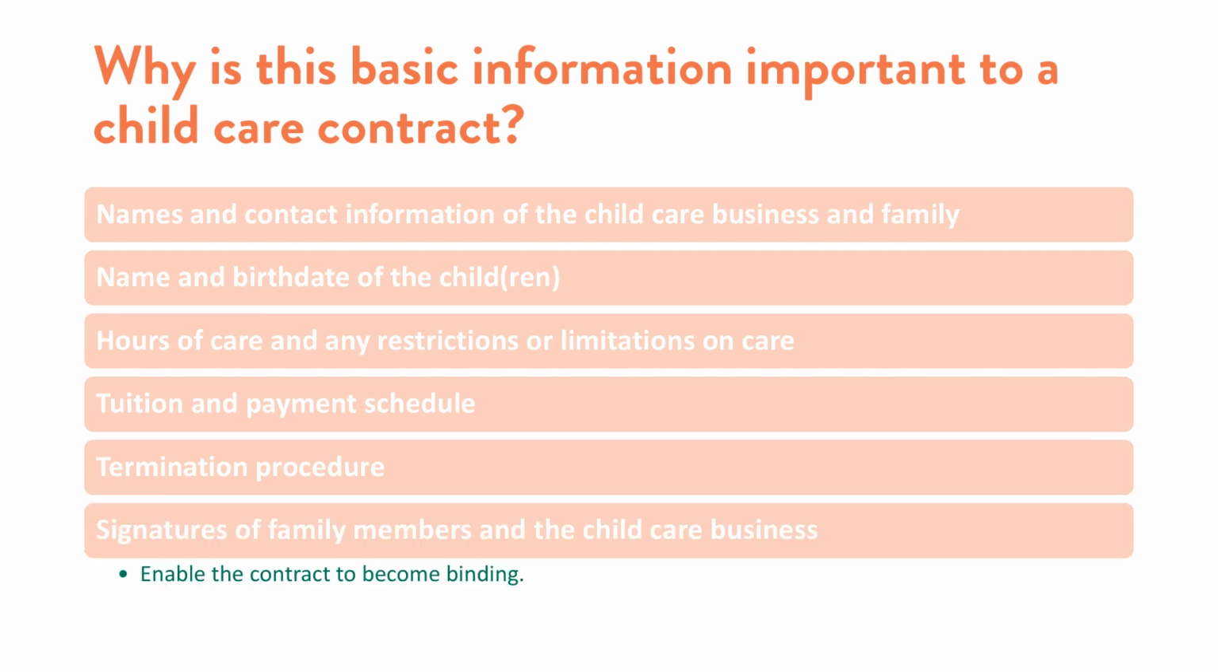Signatures of family members and the childcare business. It's recommended that family members sign the contract, enter a clause that indicates by their signature they are agreeing to the terms of the contract, and include a statement that states they have read the family handbook and agree to follow the childcare business's policies. This signature should be dated and then signed by the childcare business after the family member has signed. Signatures underneath the part of the contract that says they agree, also known as the attestation, enable the contract to become binding.